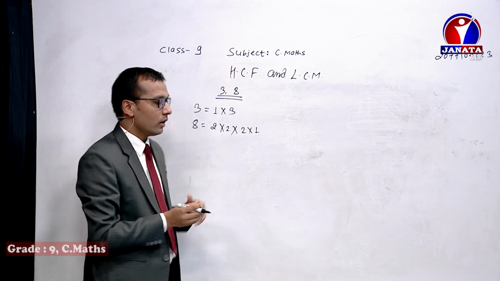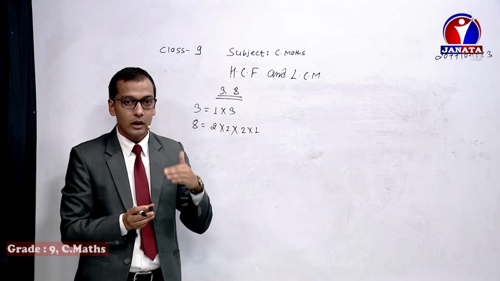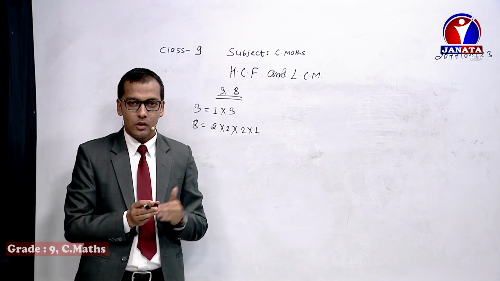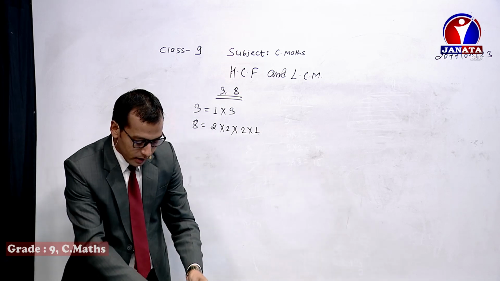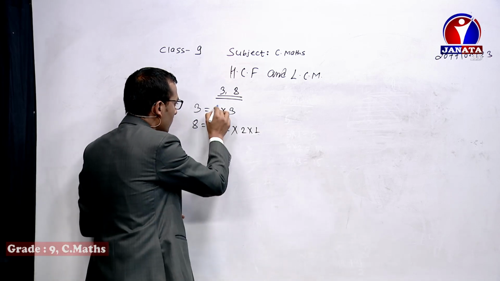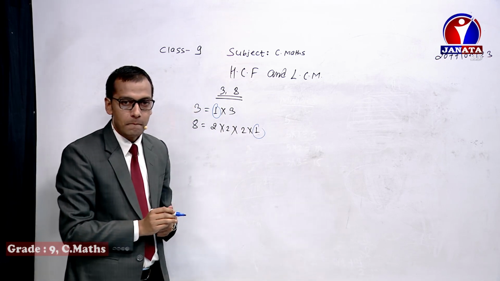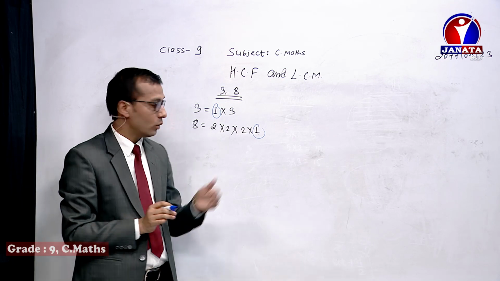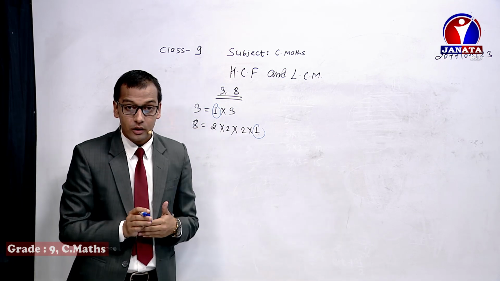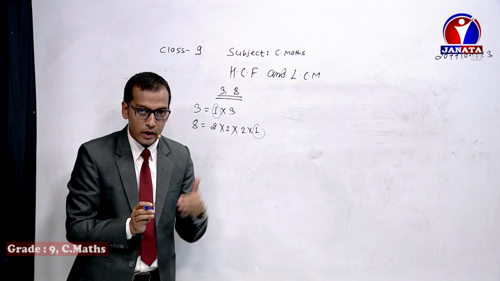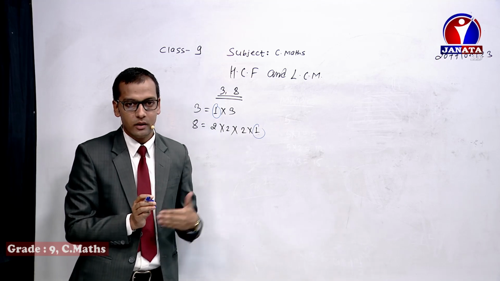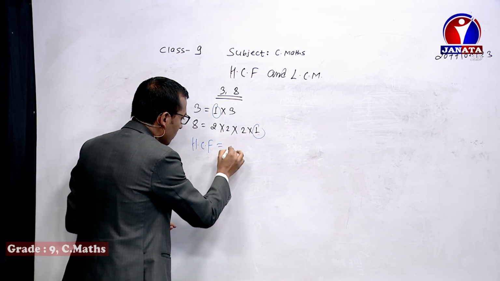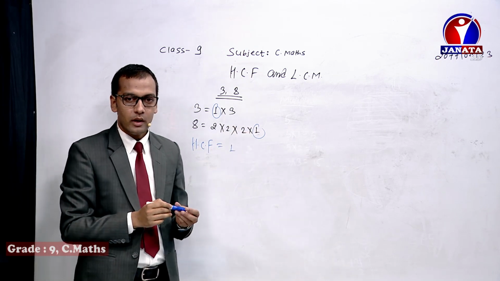Now what is HCF? HCF is the highest common factor from these two numbers. So here, what is the common factor? We can say 1 is the only common factor in 3 and 8. So if there are no other common factors, 1 is always the common factor and its HCF is 1. So what is HCF? HCF is 1.